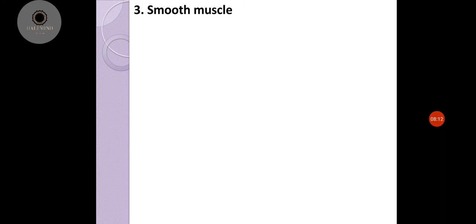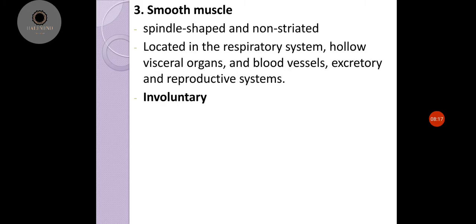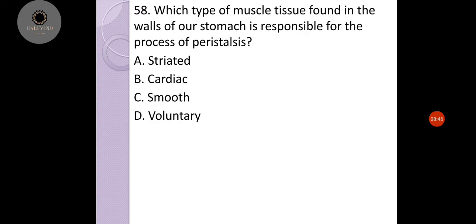So, the third one is the smooth muscle. Smooth muscle is spindle-shaped and non-striated. It is located in the respiratory system, hollow visceral organs, and blood vessels, excretory and reproductive system. Also, yung smooth muscle is involuntary. Okay, it does not require any signal from our brain for them to move or to work.